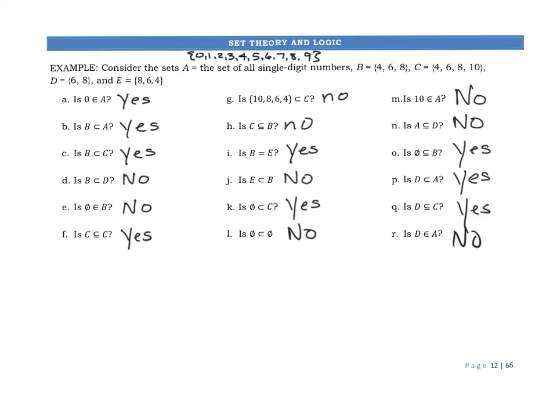Then they asked if D is a subset of C. Well, let's see. 6 and 8 are in set C, so that's a yes. And then lastly on R, they asked if D, the letter D, is an element of A. Now, they didn't ask about subsets. They're asking about an element. So do you see the letter D listed in that set? No. Is D a single digit number? No. So that's why we say no.